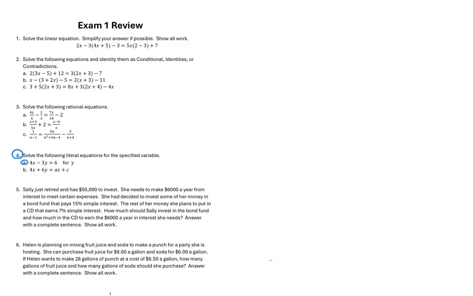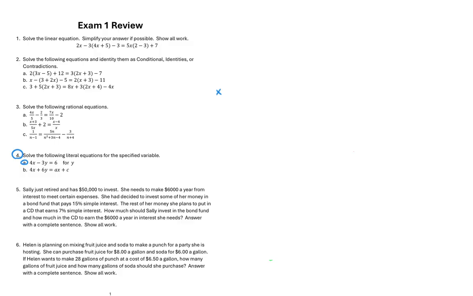Okay, let's move on to 4a. We need to solve 4x minus 3y equals 6 for y. Let's do it. 4x minus 3y equals 6. I think my first move is probably to isolate y, get it all by itself on that left-hand side. So my first move should be to subtract 4x from both sides.